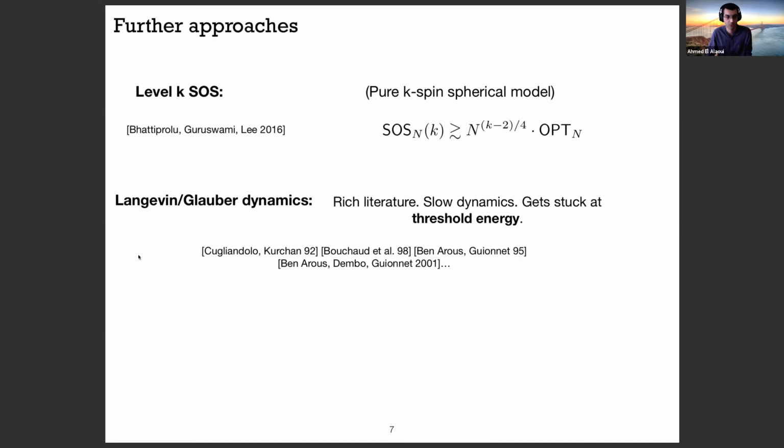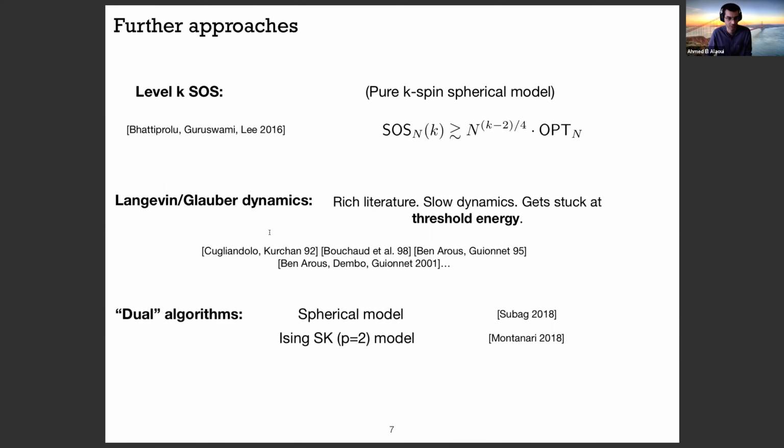An approach that is quite different is the Glauber dynamics. And there's a rich literature here. What is known so far is that there is slow mixing. So you only mix in exponential time, or you hit a set of good values in exponential time. And typically for short times, you will get stuck at a value that is called the threshold energy, which is known for the spherical case, where there's a formula for it. And for the binary case, we know the value, but theoretically there is no closed form formula. So that's the state of the art for this type of algorithm.